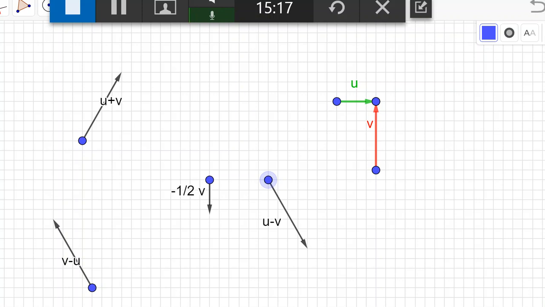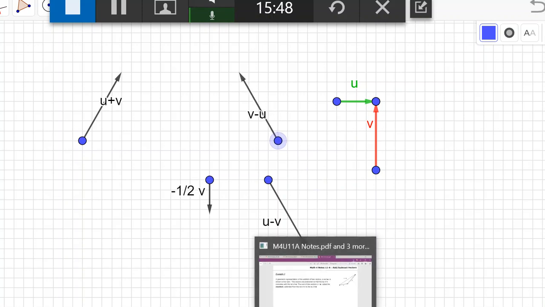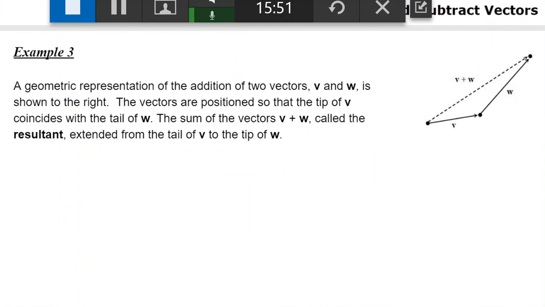Now I can play this game if I decide to start from V and go up V and then go backwards on U, V minus U. I'm going forwards on V, but I'm going backwards on U. Now notice that these guys are parallel to each other, U minus V and V minus U. It's a question of what direction are you going in? Are you going up or down? All right, so that's as much as I'll play with that for right now.